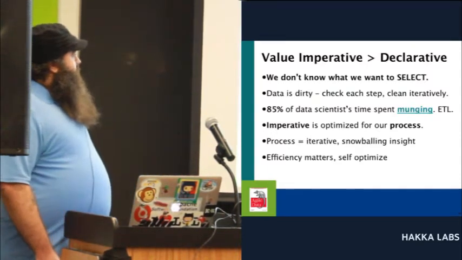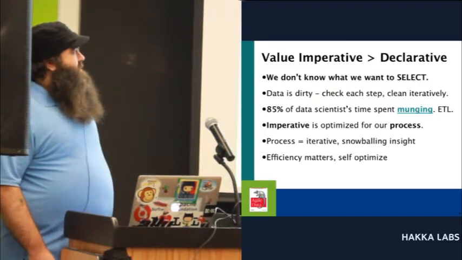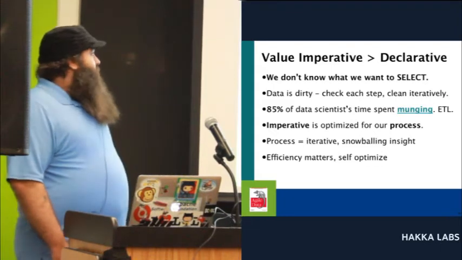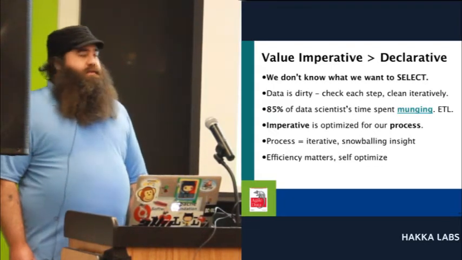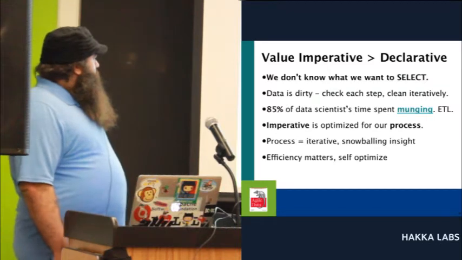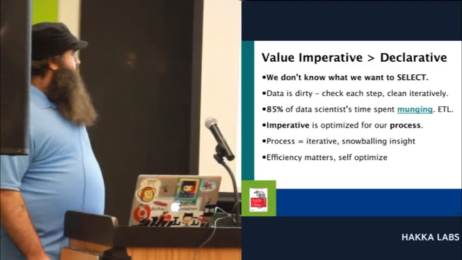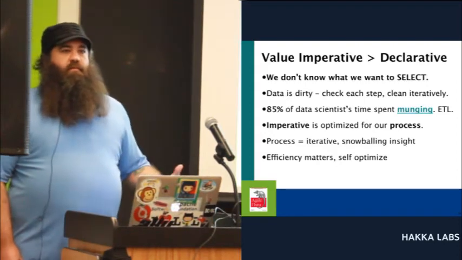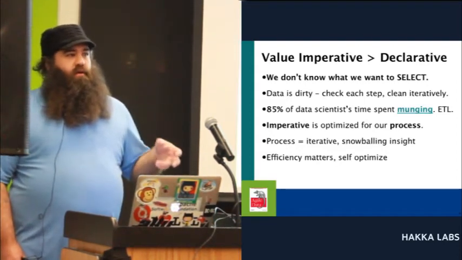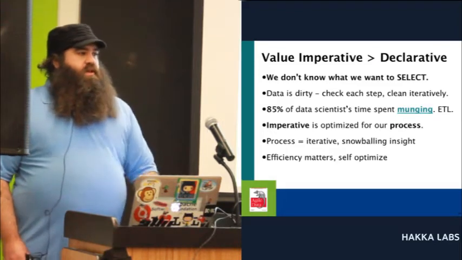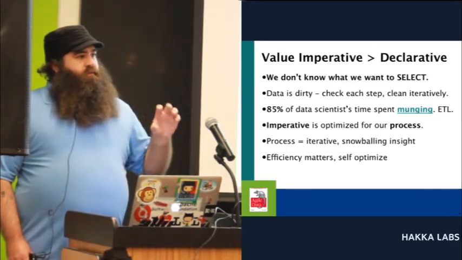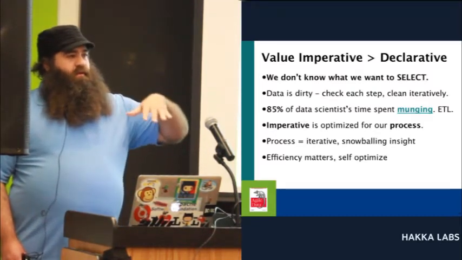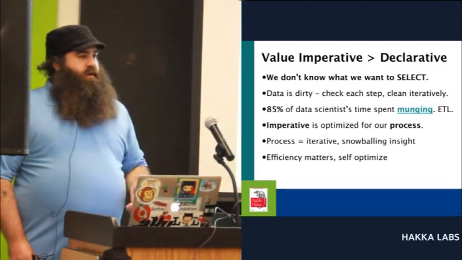And since 85% of your time, the statistic everybody makes up, is spent munging as opposed to doing cool math, having tools that are optimized for this process is essential, which is iterative snowballing insight. There's also the opportunity with imperative languages to self-optimize and not rely on the magical query planner. What's munging? Munging is like ETL, like reformatting, using regular expressions to extract the column you want from the big blob of text that you get, that kind of thing.